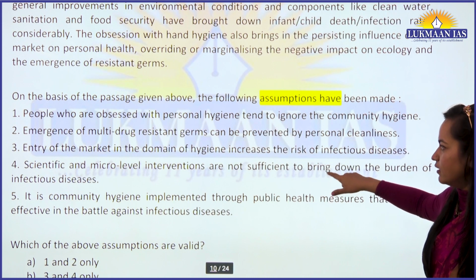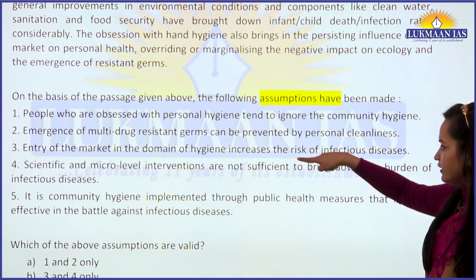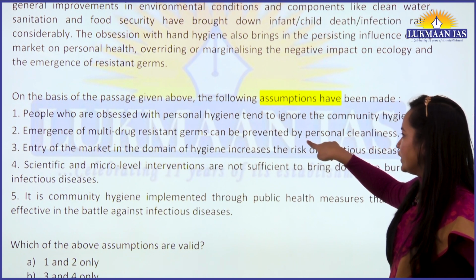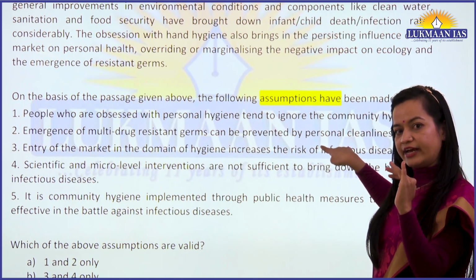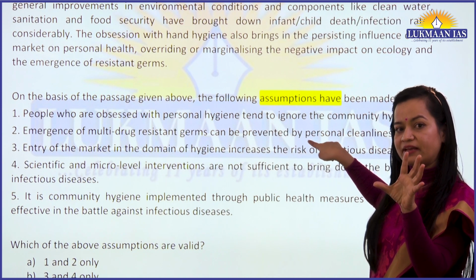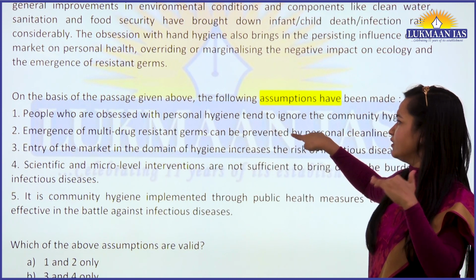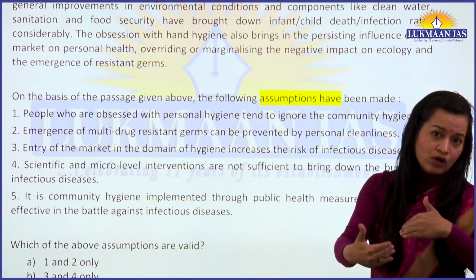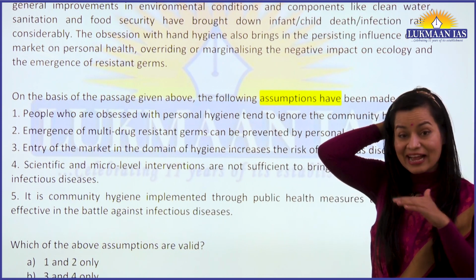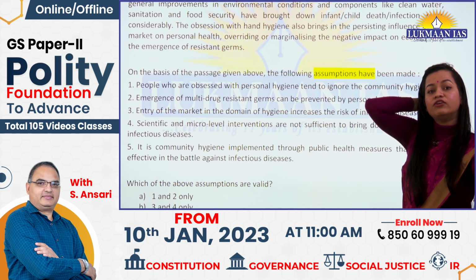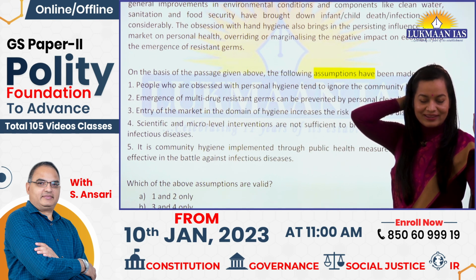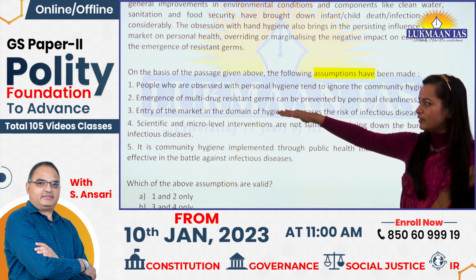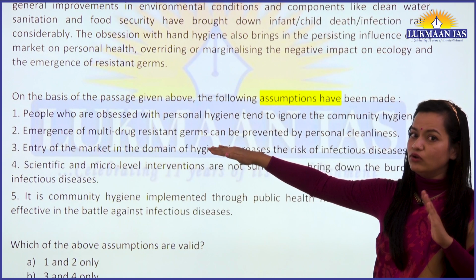Emergence of multi-drug resistant germs can be prevented by personal cleanliness. We are talking about community hygiene. The tone of the passage is not in favor of personal cleanliness or personal hygiene or an individualist approach as much as it is in favor of a community-based approach. So we will probably think this is important, but not as important.